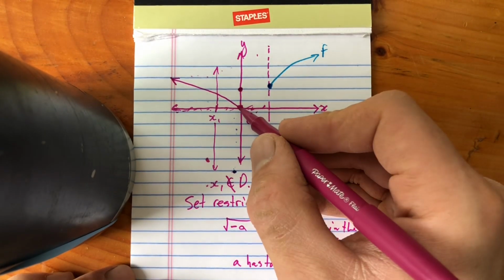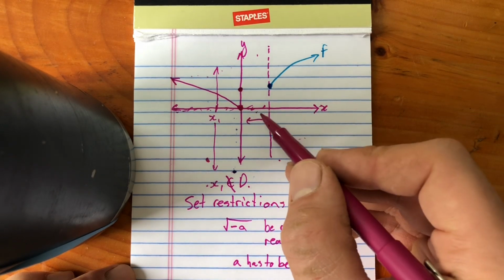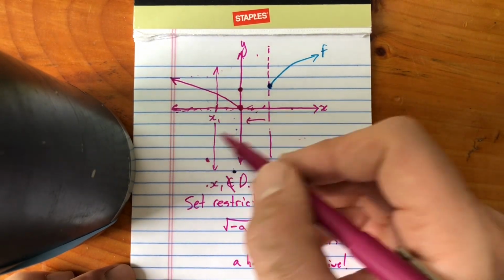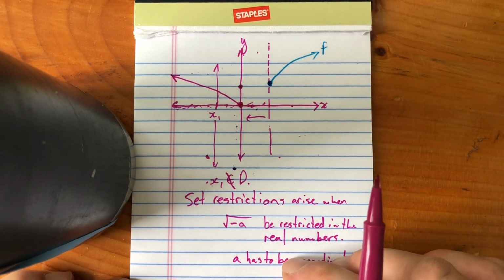So this graph's set restriction isn't everything on the left. Instead, it's everything on the right. Because if I go over here and look up and look down, I don't find myself landing on this curve of the function at all anywhere. So that's a set restriction.